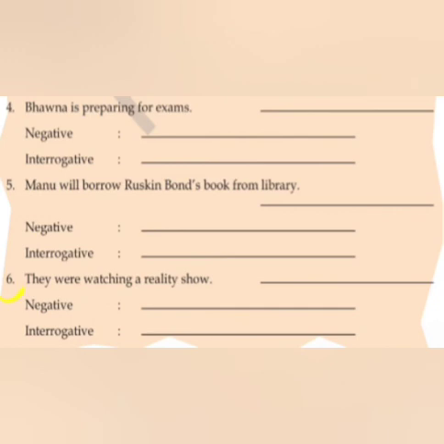Now last one, that is sixth part, is they were watching a reality show. So this were watching tells us that this sentence is in past continuous tense. So how to form its negative? We will put not after this helping verb were. So they were not watching a reality show. And its interrogative, we will put helping verb at first. So it will become like this: were they watching a reality show?